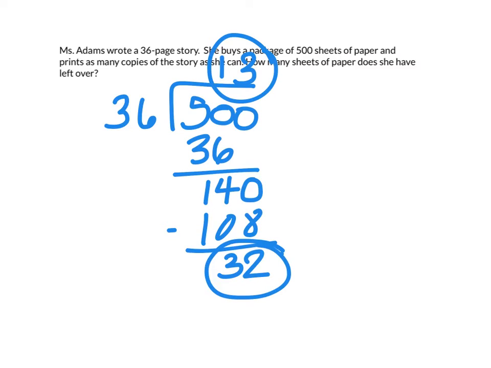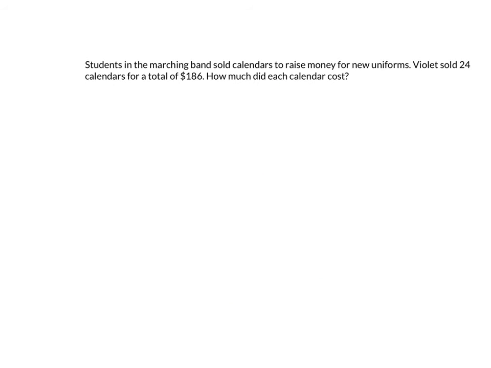We know then that the paper that she has left over is 32 because we subtracted each time from 500, which represents that paper. In this case, the remainder is your answer, and you would ignore the quotient. So far, we have talked about ignoring the remainder and using the quotient, or using the remainder only and ignoring the quotient. Now we're going to talk about how to interpret the remainder as a decimal.